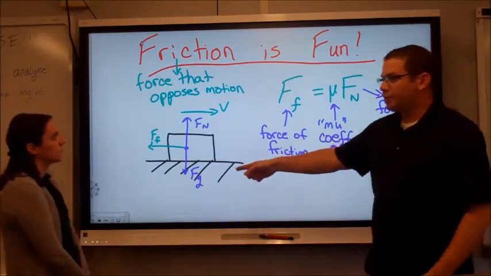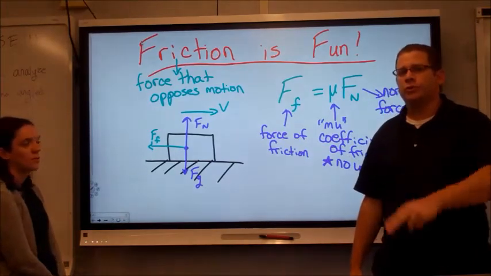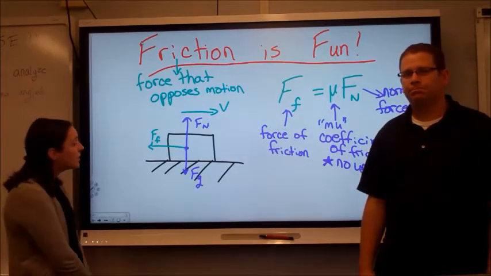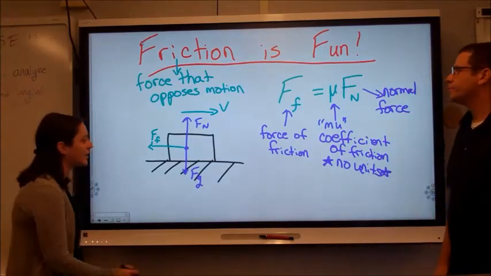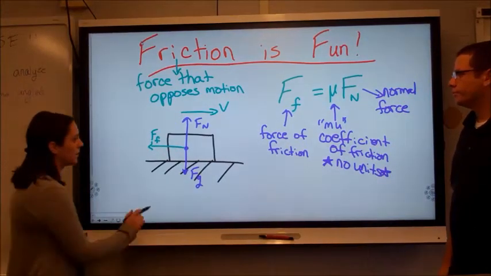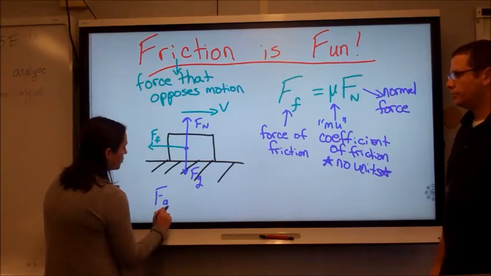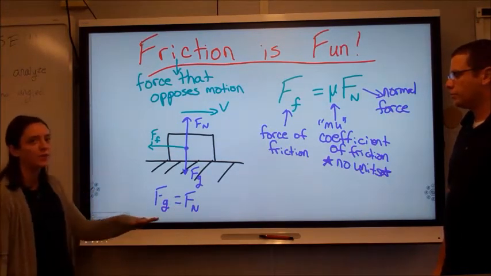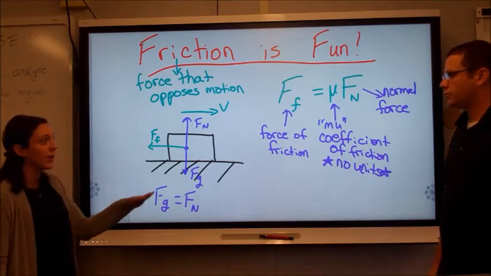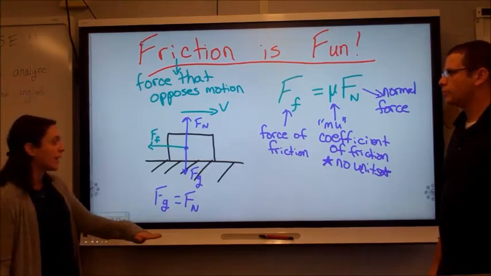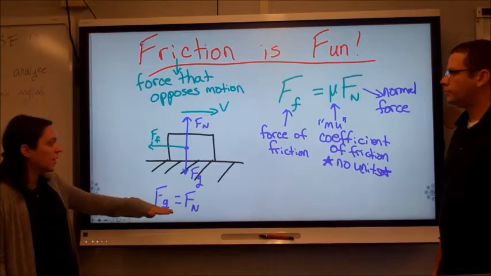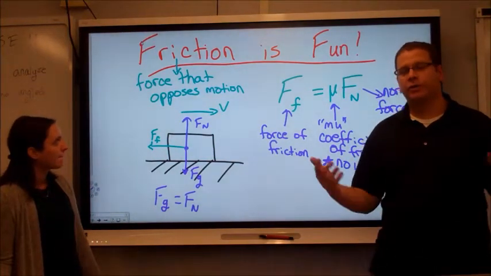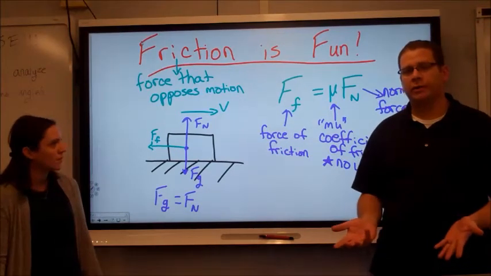So, Fg and Fn, how do those two forces relate? You should remember that the magnitude of your force due to gravity and the magnitude of your normal force are equal. So we can say that Fg equals Fn since we're on a flat surface. We're going to get to what happens when we change that. But for right now, we're still on our flat surfaces. Those are still equal to each other. So, how then do you calculate the force of friction on an object?